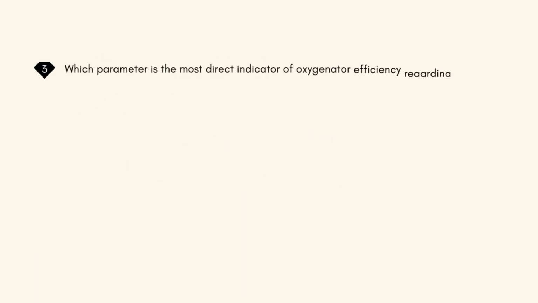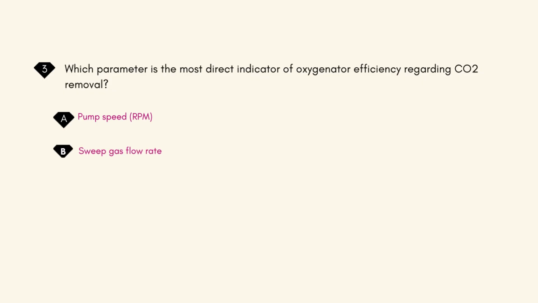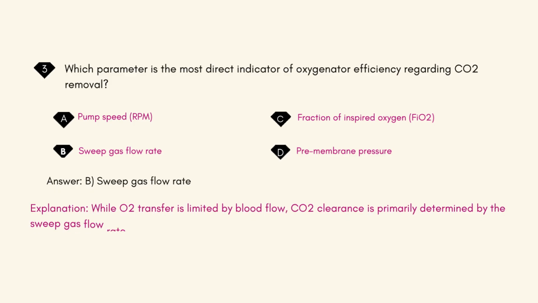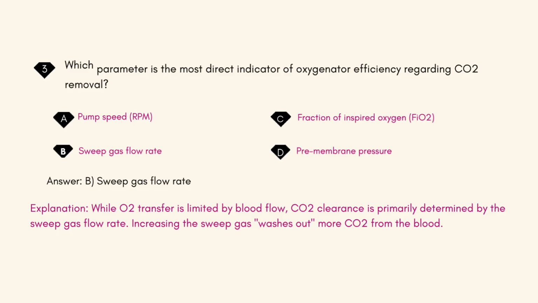Which parameter is the most direct indicator of oxygenator efficiency regarding CO2 removal? A. Pump speed, RPM. B. Sweep gas flow rate. C. Fraction of inspired oxygen, FiO2. D. Premembrane pressure. Answer: B. Sweep gas flow rate. Explanation: while O2 transfer is limited by blood flow, CO2 clearance is primarily determined by the sweep gas flow rate. Increasing the sweep gas washes out more CO2 from the blood.